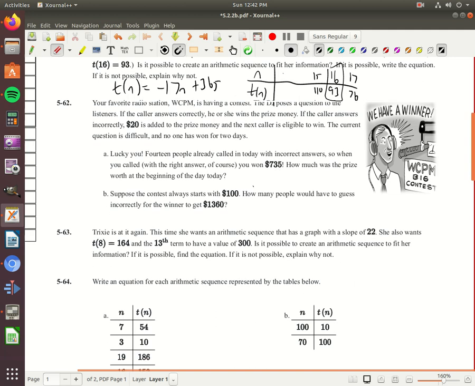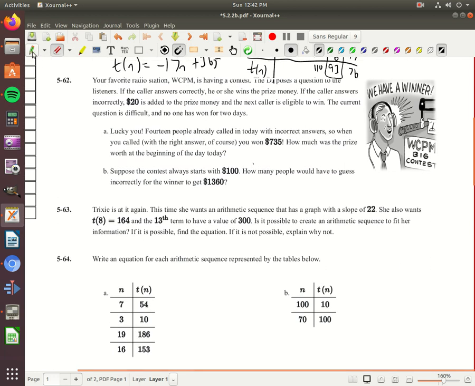All right, so 562. It says your favorite radio station WCPM is having a contest. The DJ poses questions to the listeners. If the caller answers correctly, he or she wins the prize money. If the caller answers incorrectly, $20 is added to the prize money, and the next caller is eligible to win. The current question is difficult. No one has won for 2 days. Lucky you, 14 people already called in today with the correct answers. So when you called with the right answer, of course, you won $735. How much was the prize at the beginning of the day today?